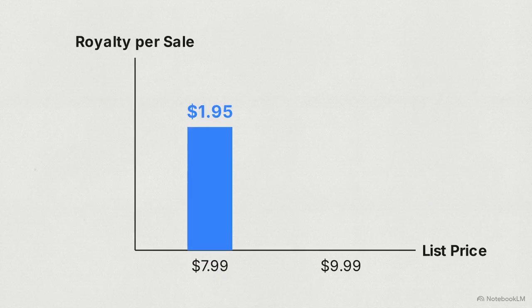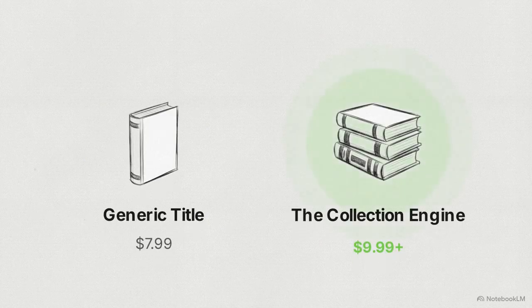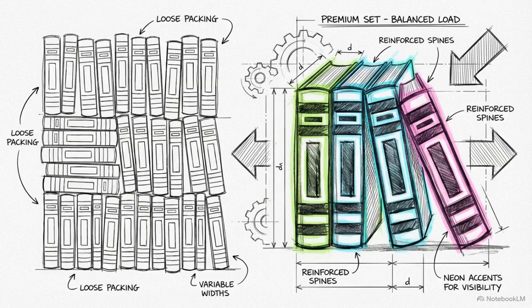KDP royalty adjustments have impacted payouts. The previously dominant $7.99 price point now yields diminished returns due to print costs. To maintain margins, you must price at $9.99 or above. Many hesitate, assuming they'll lose sales to cheaper generic titles flooding the market. We bypass that generic competition entirely by utilizing the collection engine model.